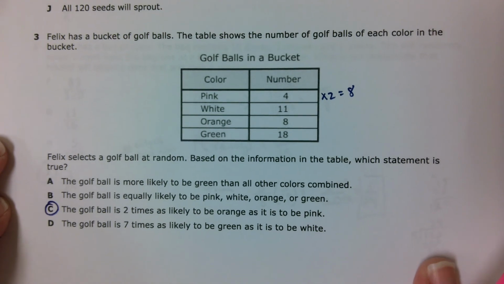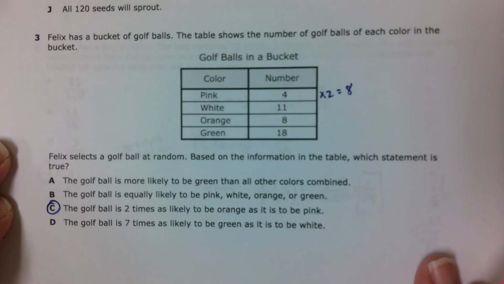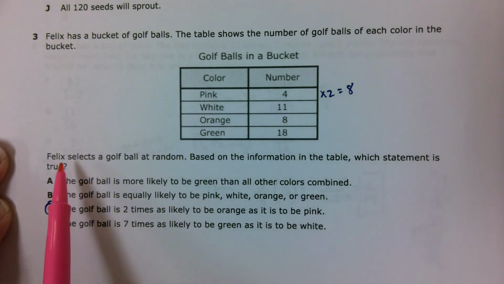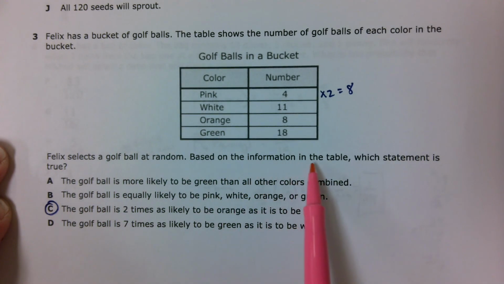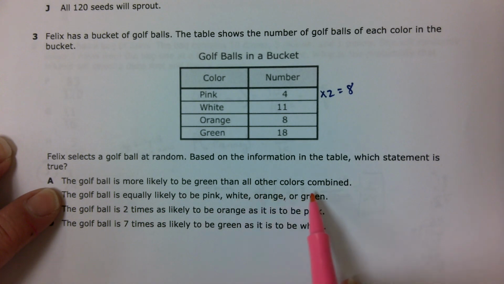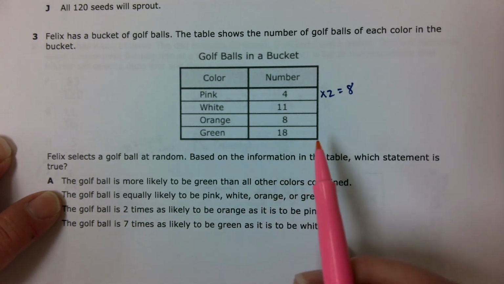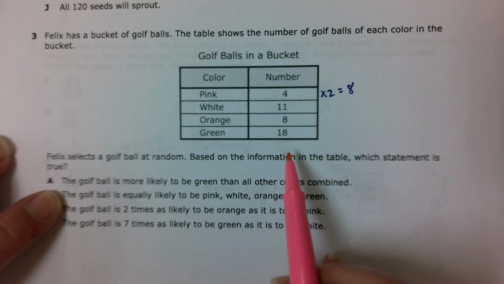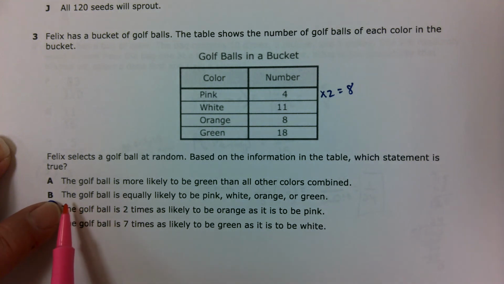Number 3, Felix has a bucket of golf balls. The table shows the number of golf balls of each color in the bucket. So Felix selects a golf ball at random based on the information in the table. Which statement is true? The golf ball is more likely to be green than any other color combined. Well, green is only 18. That is not going to give me all of them combined. It's not going to be that.